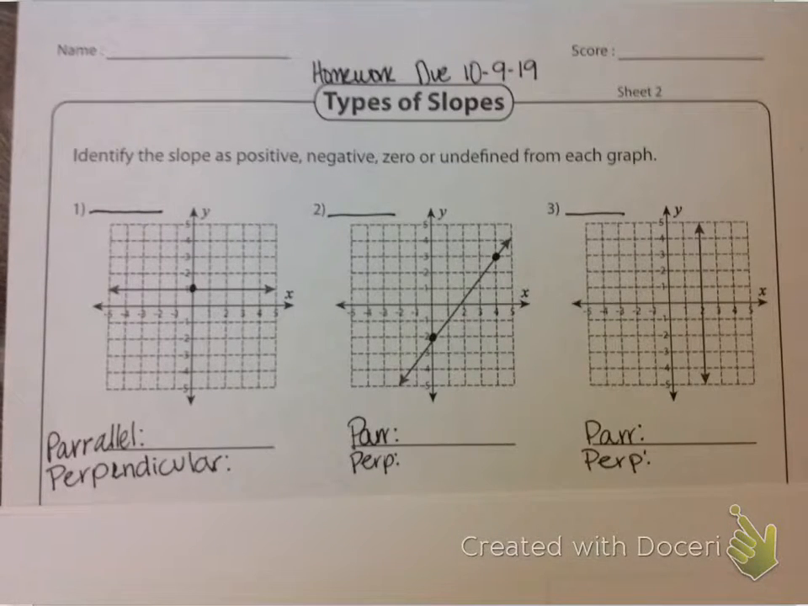Types of slope homework. Identify the slope as positive, negative, 0, or undefined from each graph. So in these blanks right here next to the number 1, 2, and 3 is where we're going to be writing positive, negative, or 0. And then at the bottom we need to write our parallel line and we need to write perpendicular line.